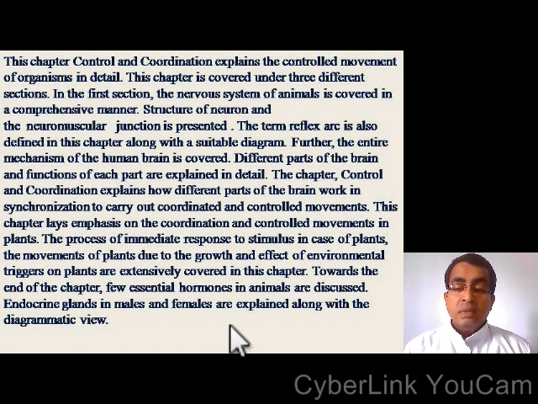Towards the end of this chapter, a few essential hormones in animals are also discussed. Endocrine glands in males and females are explained along with the diagrammatic view.